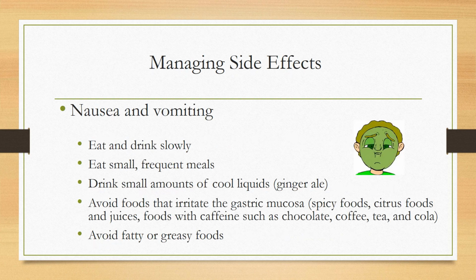And then side effects continue: nausea and vomiting. You want to tell them to eat or drink slowly. Opiates, especially high dose, can cause upset stomach. So smaller, frequent meals, slower consumption, cooler liquids, things like that. You want to tell them to avoid really greasy, heavy foods or foods that may irritate them. So caffeine, spicy foods, things like that.